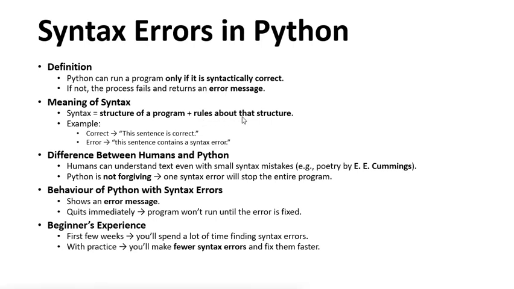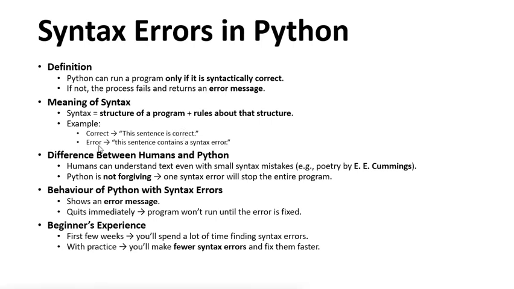Plus the rules about the structure. If I take conditions, they should be in a particular form. If I am comparing two numbers, for example 1 is greater than or equal to 0, I have used comparison operators. These are the rules about the structure. Let us see an example. If the program is correct, this sentence is correct.